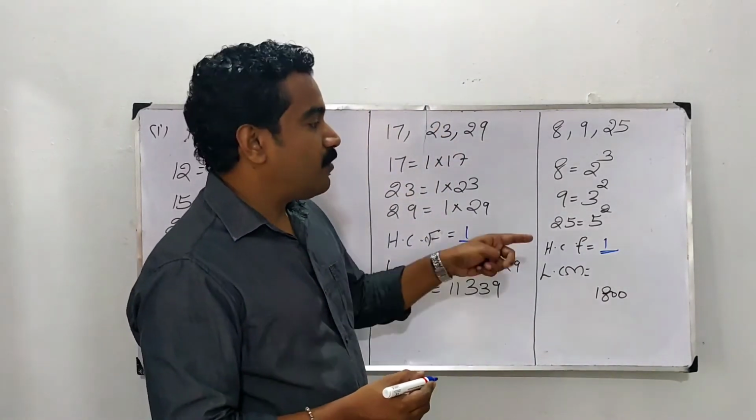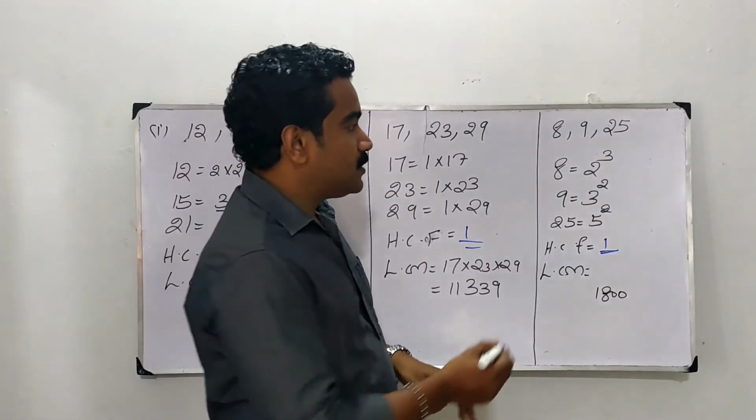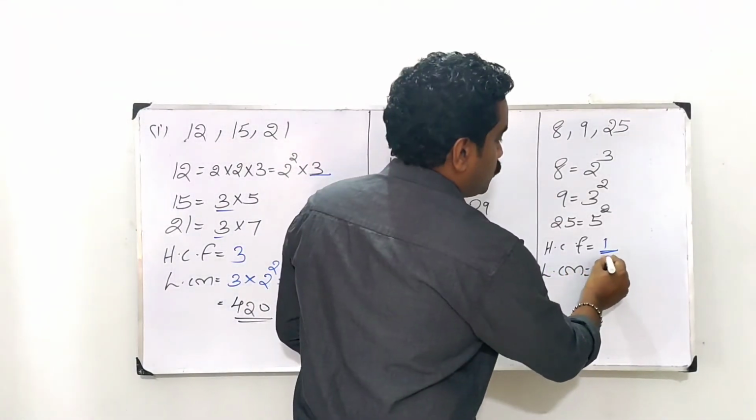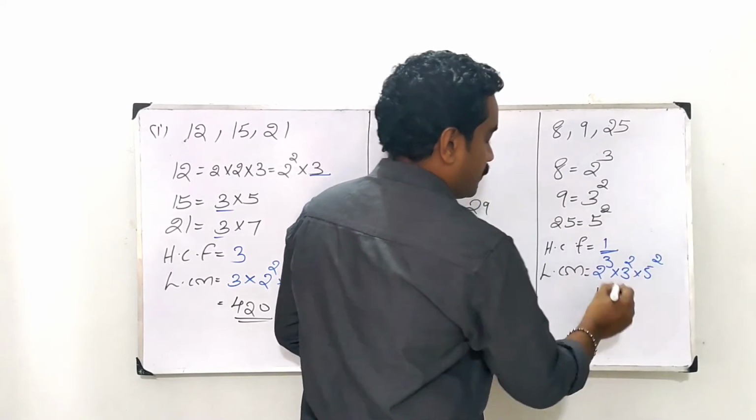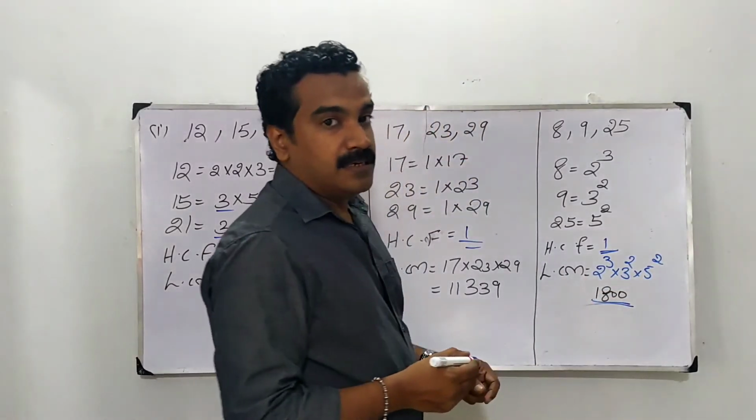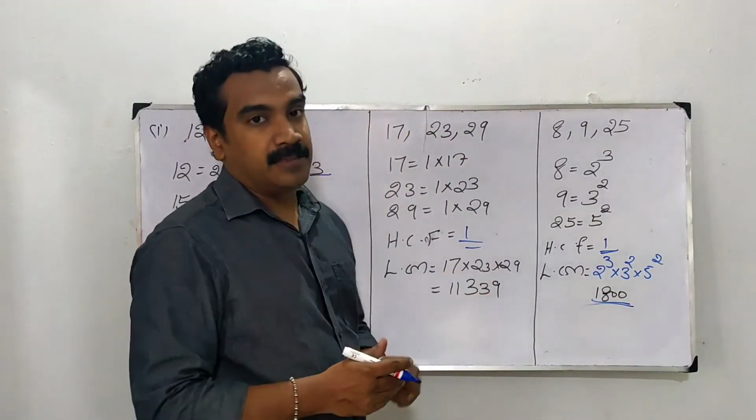And we are taking the LCM. Multiply all the non-common numbers here. So we are multiplying 2 cube into, what is the next one? 3 square. 3 square into, the next is 5 square. So the answer is 1800. So this is the method.